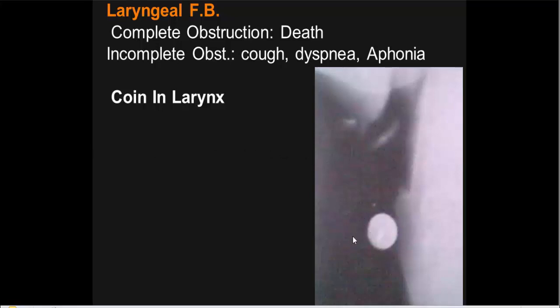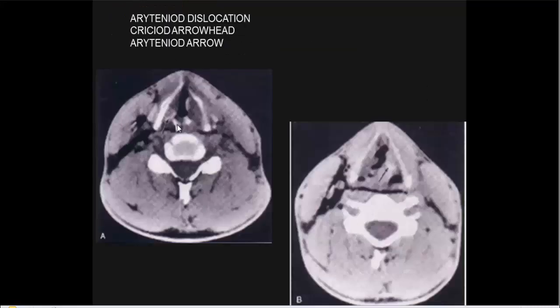This is a laryngeal foreign body. Complete obstruction may cause death. Incomplete obstruction causes cough, dyspnea, aphonia. Coin in the larynx. Arytenoid dislocation: as we see, cricoid and arytenoid. This is the arytenoid, and the arrow demonstrates arytenoid dislocation.